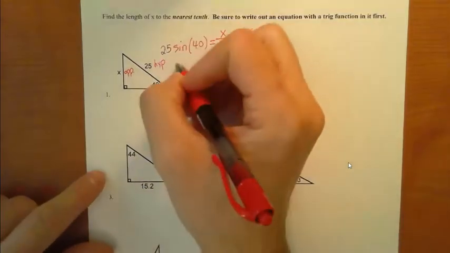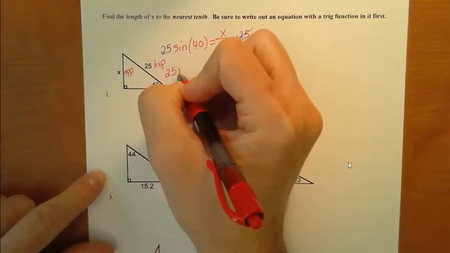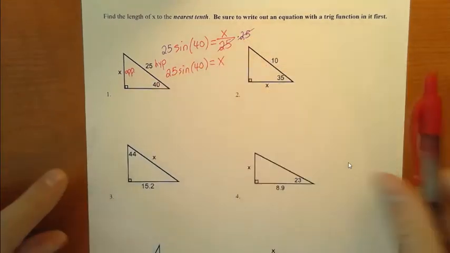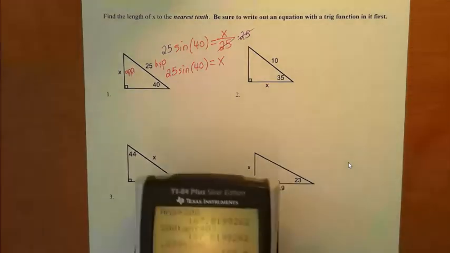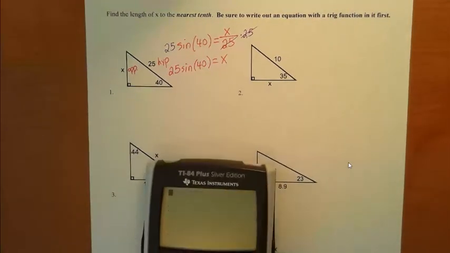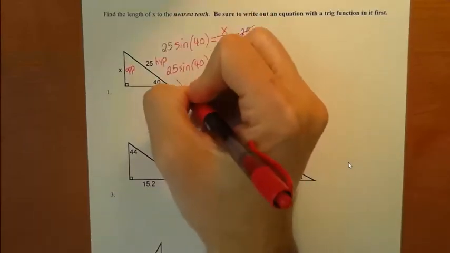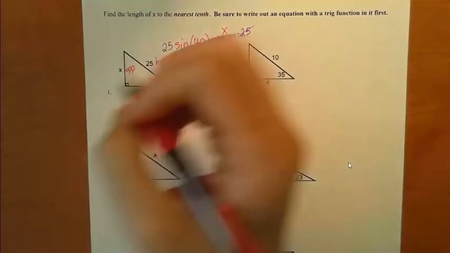And that would mean that my x value is going to be 25 times the sine of 40 is equal to x. And then we can grab our calculator again, and we can do 25 times the sine of 40, and that equals 16.1, rounded to the nearest tenth. You can also just type it in as 25 sine of 40 to save an extra button press, and that gives you the same answer. So we got our first problem all done. We found out that x was equal to 16.1.